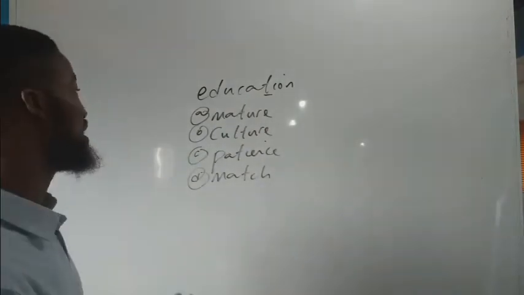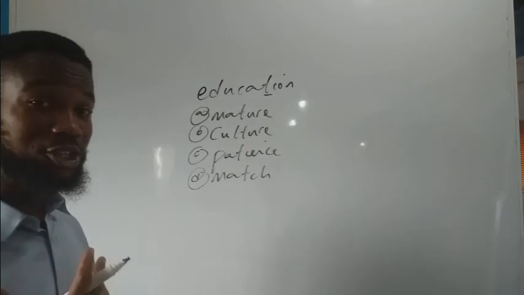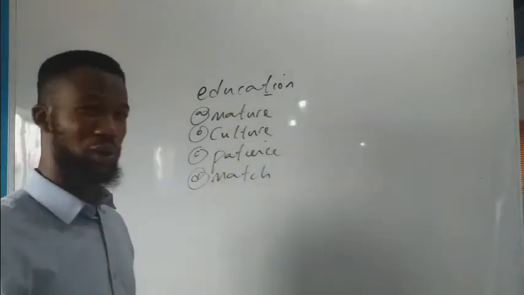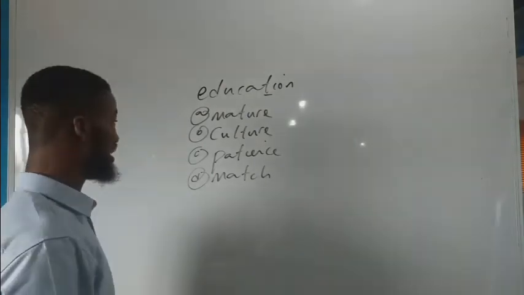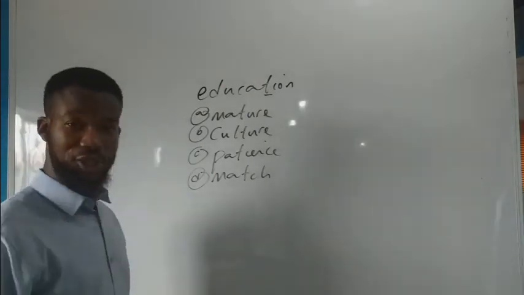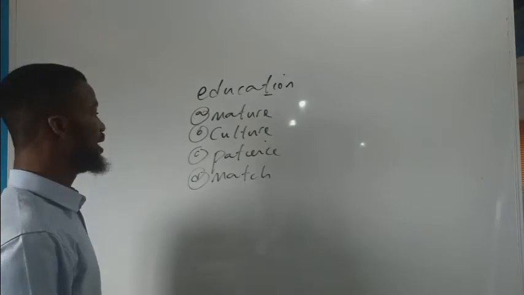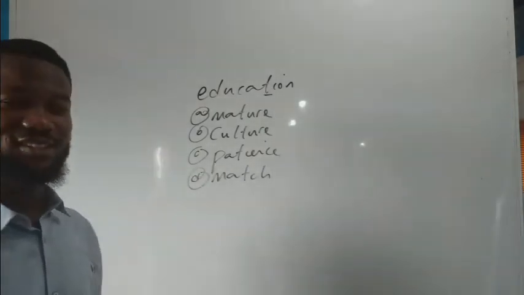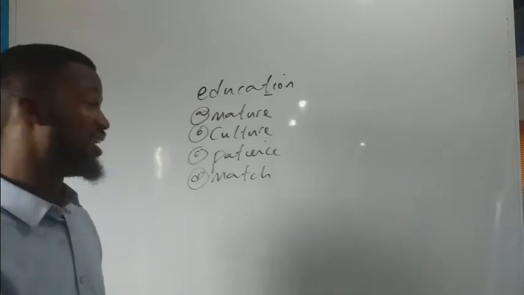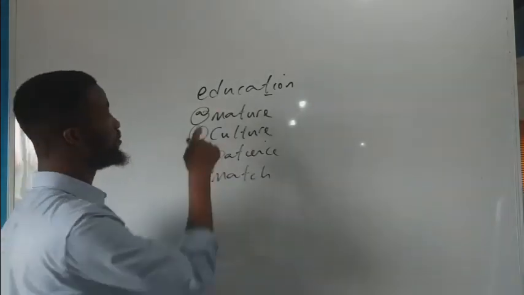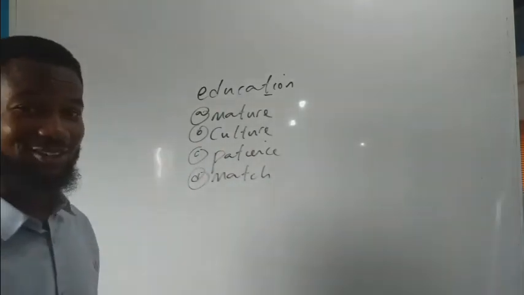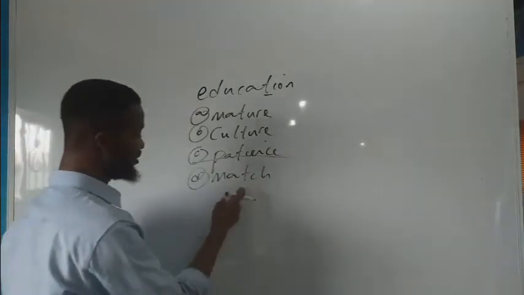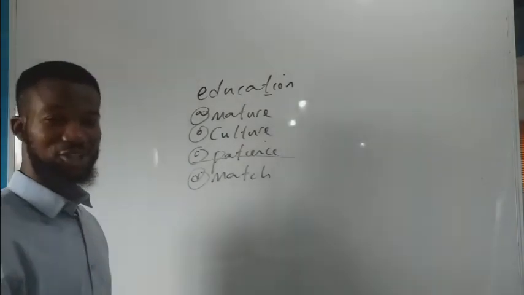This is pronounced as education. Shun, that's what we're looking for. This is mature, it's not mature, it's mature. That can be the answer. This is culture, not short. And this is patience, it's pronounced patience. And as a result, that looks like what we're looking for: education. And this is called patience. So this is it. Now, why is it not this? This is pronounced as match.